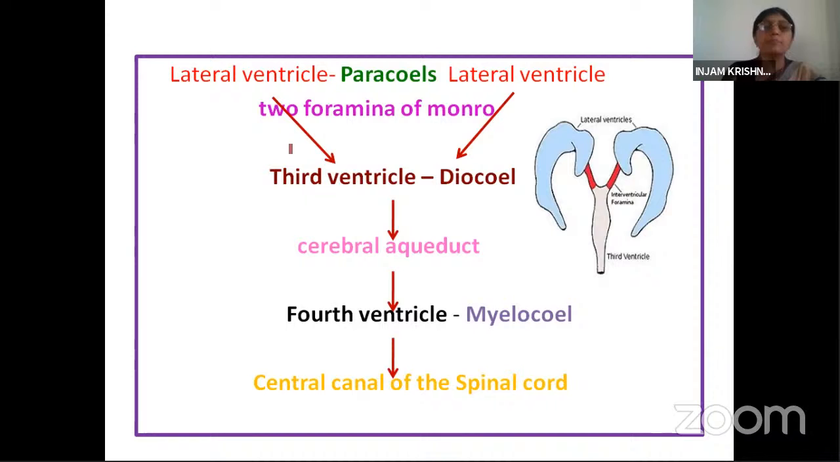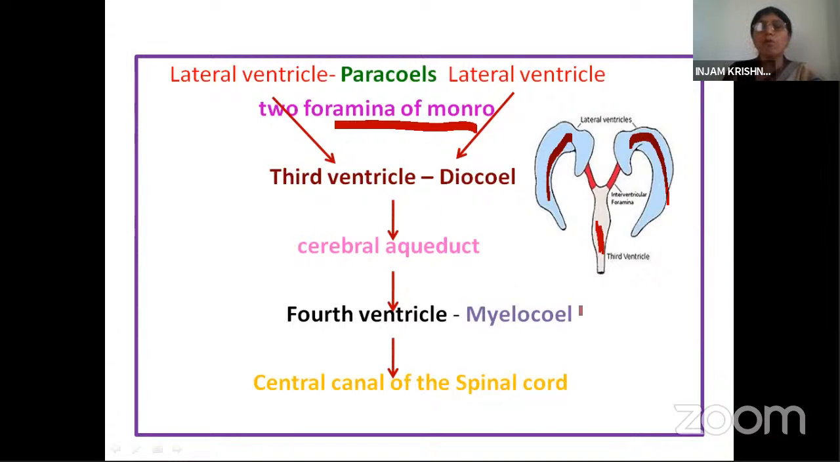Here I have given the schematic representation. The lateral ventricles or paracoels, both of them open into the third ventricle. This is one lateral. This is the second lateral. This is the third ventricle. Both of them open into the third ventricle by the foramen of Monro, or otherwise we can call it the interventricular foramen. Next, the third ventricle to the cerebral aqueduct. It is located at the midbrain. Through it, it opens into the fourth ventricle, or myelocoel. Fourth ventricle to the central canal of the spinal cord.